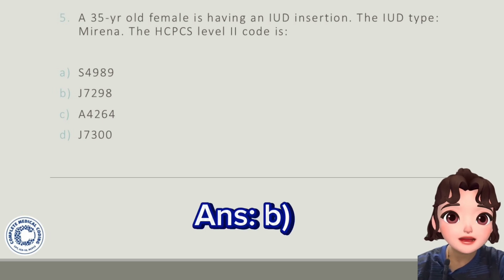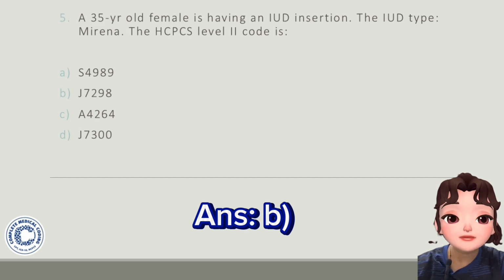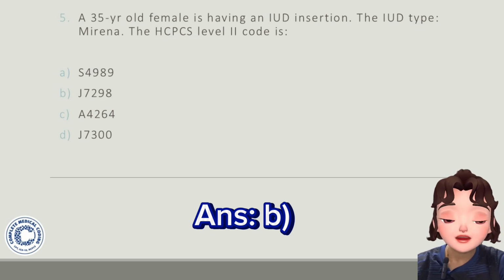We already got the answer, right, as Mirena. So this will be the answer, option B, J7298. If you want, you can just check the other options as well. One more J code is there, J7300. It just represents intrauterine copper contraceptive, which is not the answer. And what is option C? A4264. A4264 represents permanent implantable contraceptive intratubal occlusion device. That's also not the answer. The answer is option B.